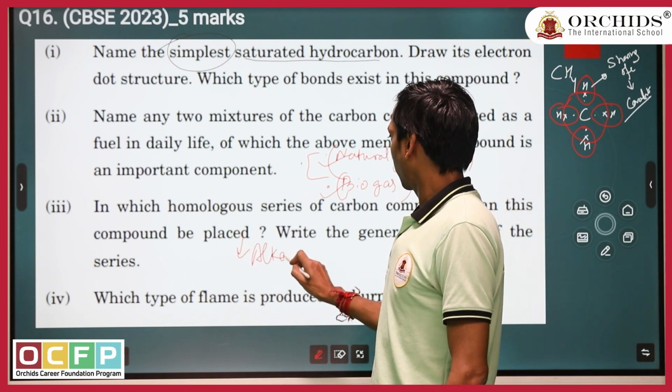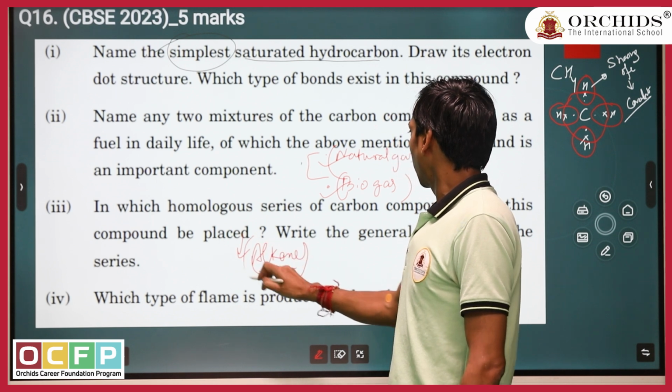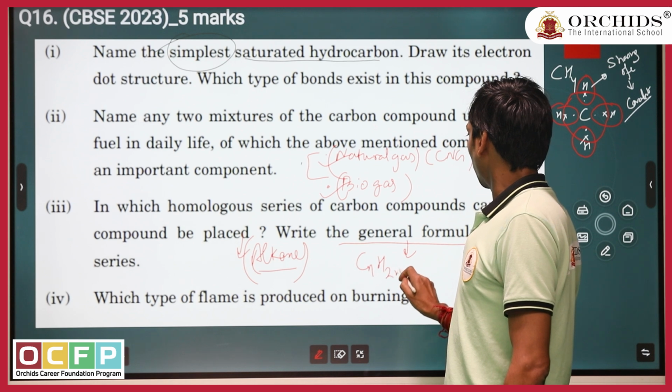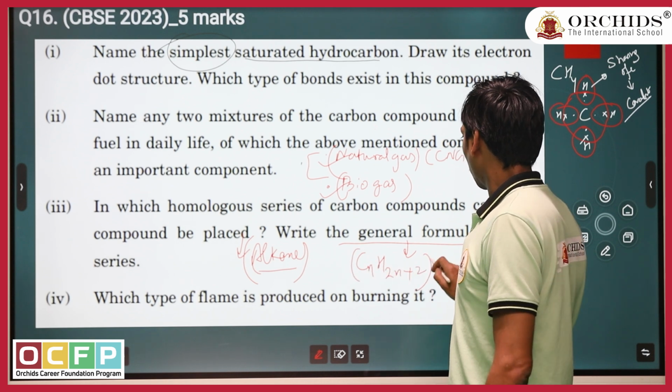Alkane series, the saturated hydrocarbon series. Write the general formula. The general formula for this is CnH2n+2.